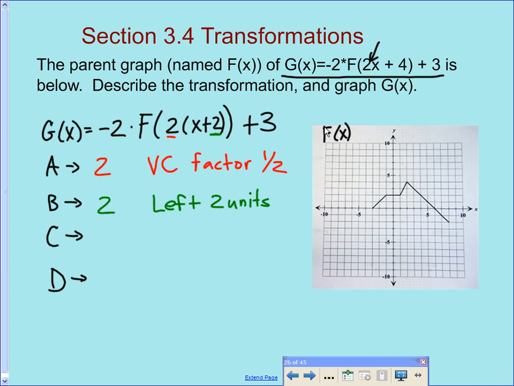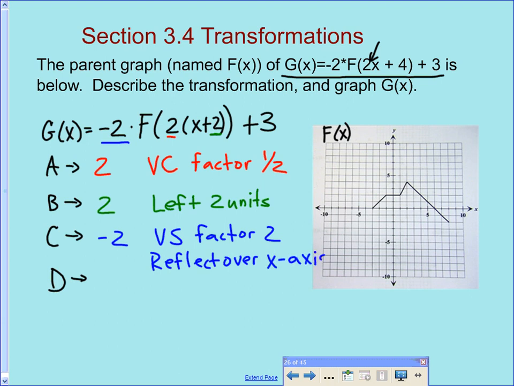All right, and now we're looking for c. C is negative 2, and the fact that it's 2, so we look at the absolute value and it's 2, and so what that means is going to be a vertical stretch by a factor of 2, but it's also negative, so that means it's going to reflect us over the x-axis. All right, and then we have one left, and that's d, and our d value is 3, and that's going to move us up 3 units.